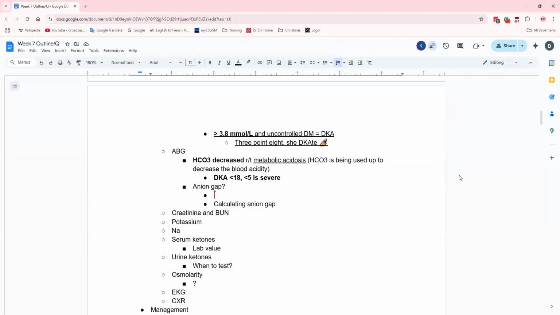Sorry, I'm trying to read Jude's comment. DKA is under 18 for bicarb. Yeah, so HCO3, bicarb, is decreased, and these are the levels that I was referring to. So under 18 is defined as DKA for bicarb, and then under 5 is extremely severe for bicarb.